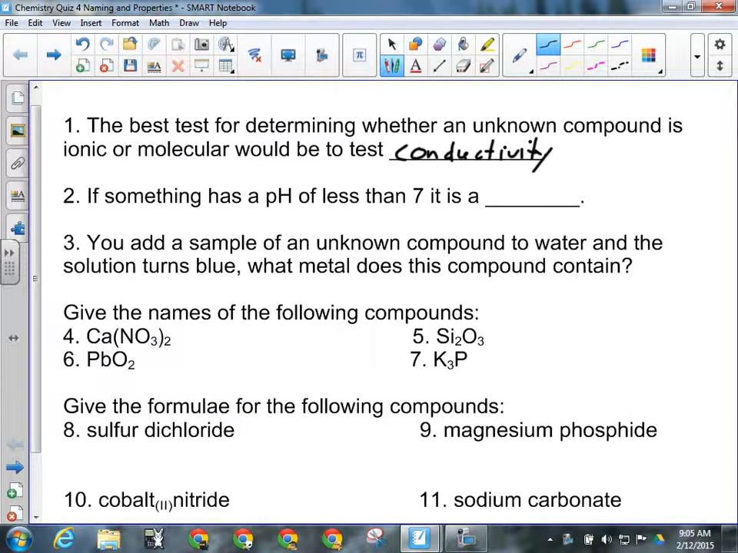Okay. If something has a pH of less than 7, it's a... That should be an acid, but yeah. Okay, it's an acid. Number 3. You add a sample of an unknown compound to water, and the solution turns blue. What does it contain? Copper.